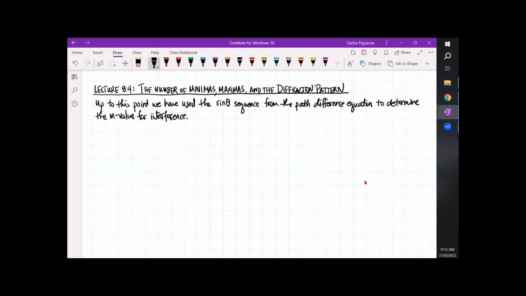Because interference and diffraction are so closely related, what we found here is that the path difference equation for interference and diffraction are opposites of each other.